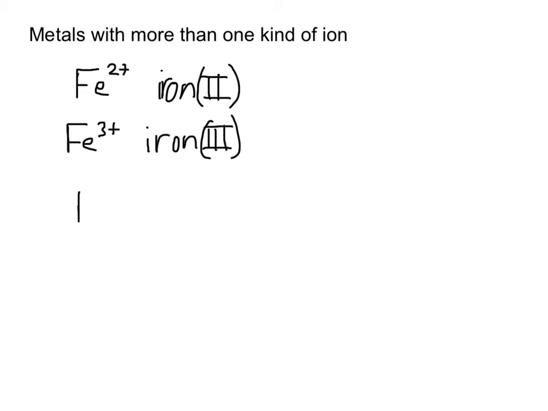So if we were to name FeO and Fe2O3, well, we know the charge on oxygen is -2. So for the first compound, if oxygen is -2 and we only have one iron ion there, then that iron has got to be iron +2. So we would call this iron (II) oxide.